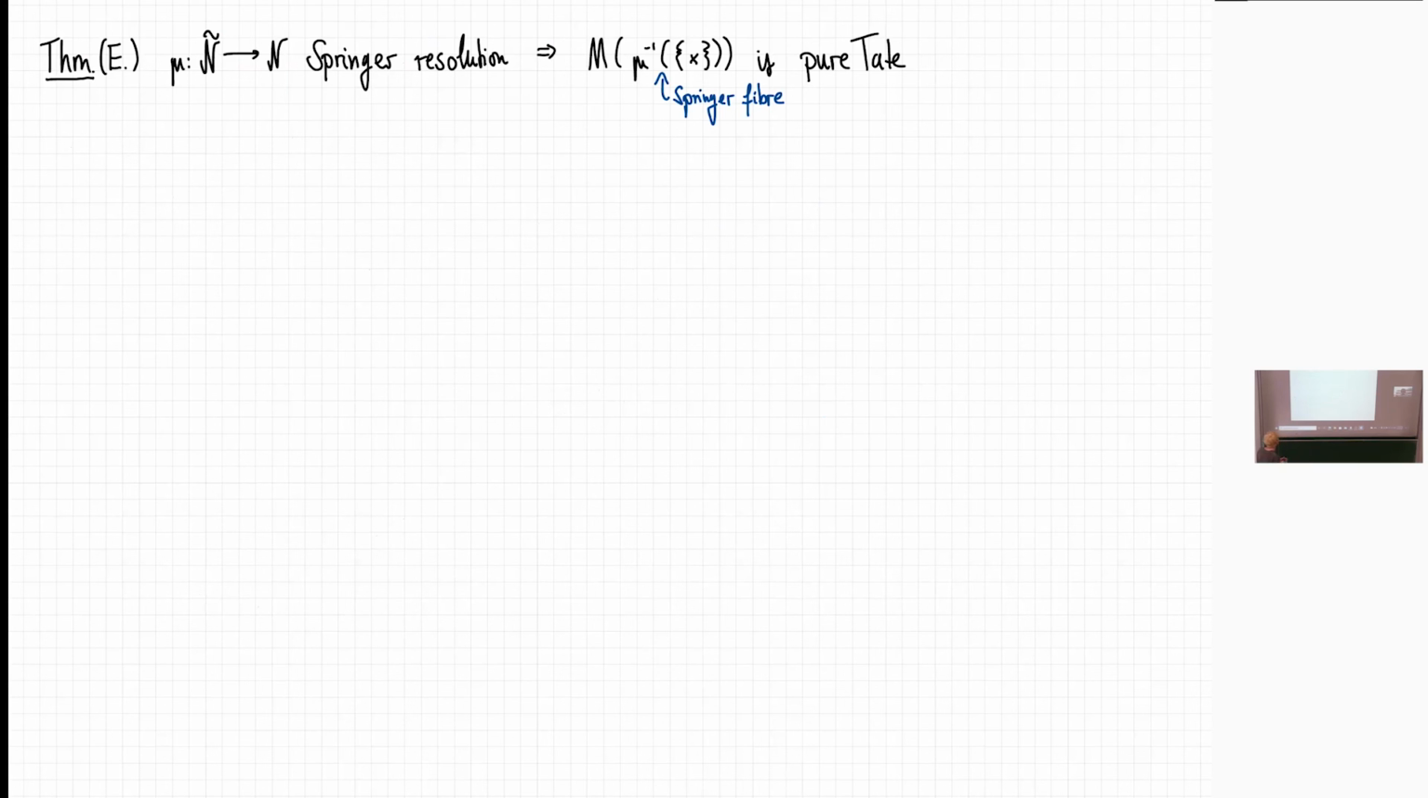The first setup is the following. Let's say you have the Springer resolution, and then you can look at the fibers of the Springer resolution. So in all the classical types, it has been shown that they have an affine stratification, so the motif will be Tate. Yeah? But in type E8 or E6, type E, it's not shown.